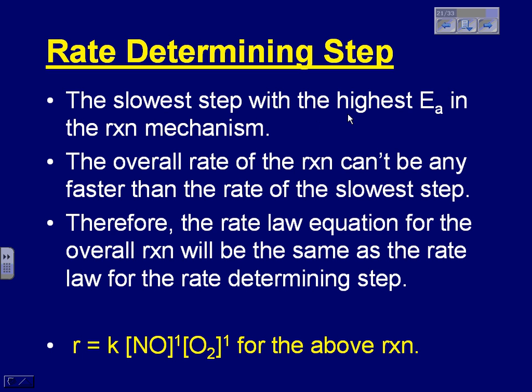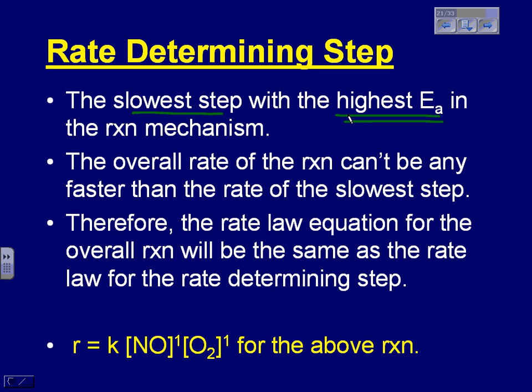And notice, we'll link this to our knowledge on transition state theory. That slowest step is the one with the highest activation energy. Each step in a reaction mechanism has its own potential energy diagram with its own delta H and its own activation energy. And the step that has that highest peak, that greatest activation energy, will be the slowest. And that's going to determine the rate of the overall reaction.